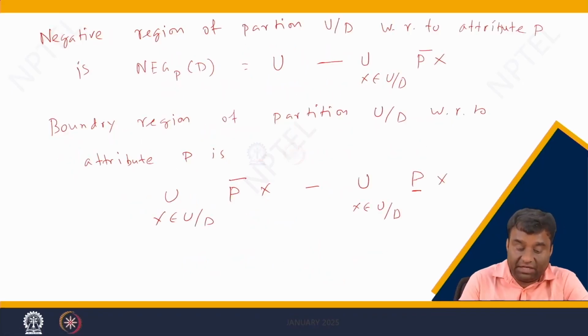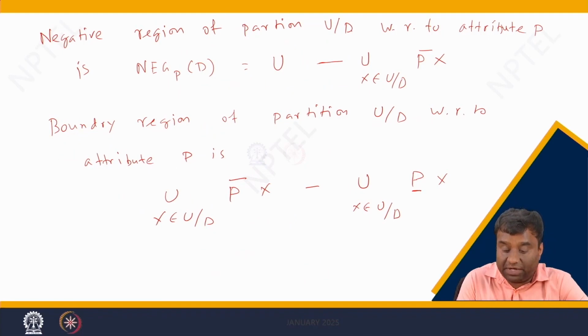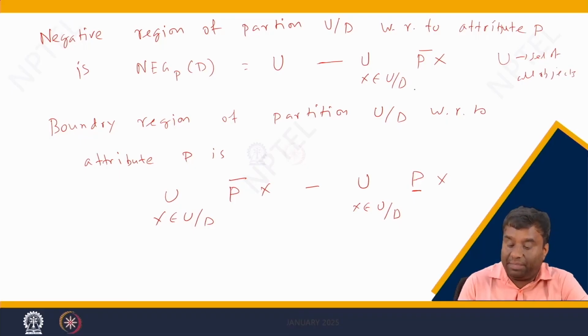So the first one is the negative region. The negative region of the partition U by D with respect to attribute P is written as NEG_P(D), that is equal to the total set of objects, where U is the set of all objects, minus the upper approximation.